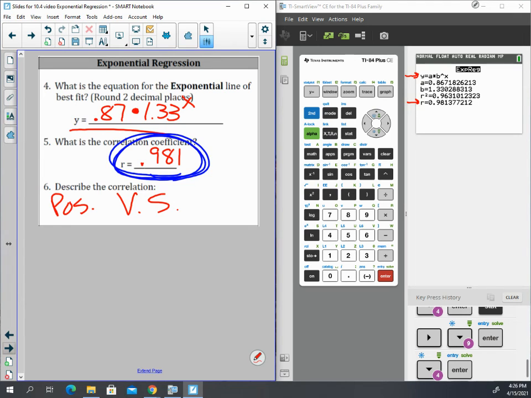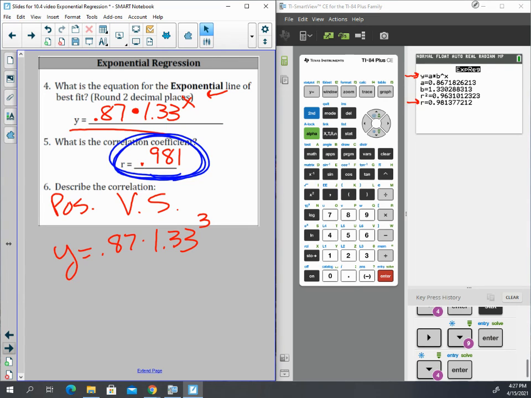Before I finish, you'll probably be asked on your assignment to find a value from the equation. They'll give you something for the X and you will plug it in. So you would have Y equals 0.87 times 1.33 to the X power, and in a certain situation, maybe when X is 3. So we would actually type that in our calculator. We'll practice one of those real quick.